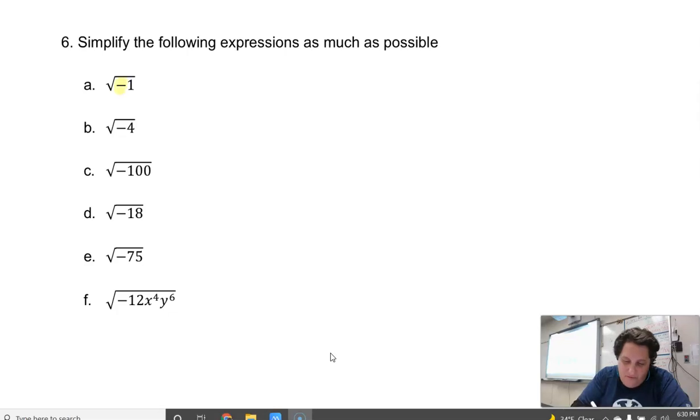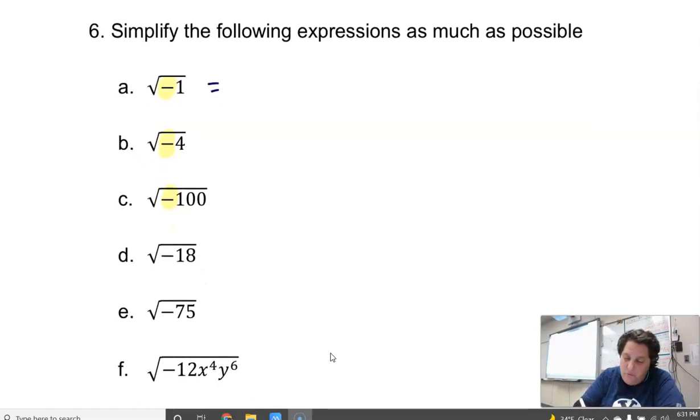So if you remember that whenever we have the square root of a negative, that means i. Now let's look at these different types of problems we have. This is a perfect square, right? The square root of 1 is 1, so it's 1i. You can just put i if you want. Okay? The square root of 4 is 2, so that's 2i. The square root of 100 is 10, so that's 10i.